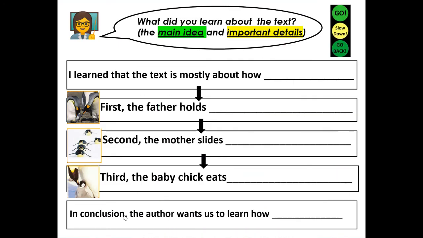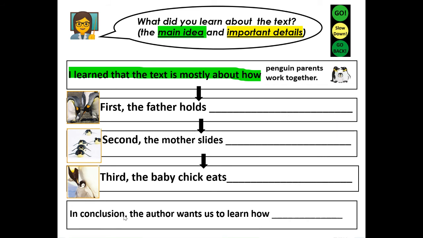Okay, it's time to get your pencil ready. We're going to go green. You don't need to write this main idea, but you can say it. I learned that the text is mostly about how penguin parents work together. Now you're going to slow down and you're going to write your first detail sentence. So look closely. First, the father holds. So say your sentence and finish it. First, the father holds. Then I want you to push pause and write the complete sentence that you just said. And when you're finished, push play.